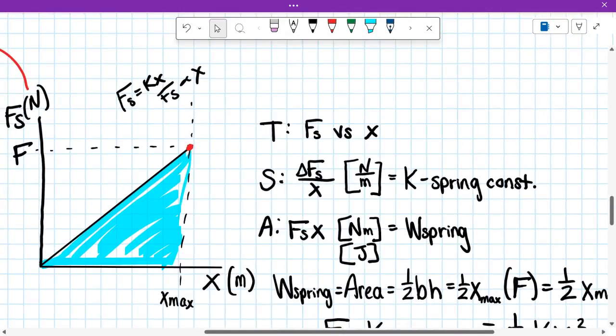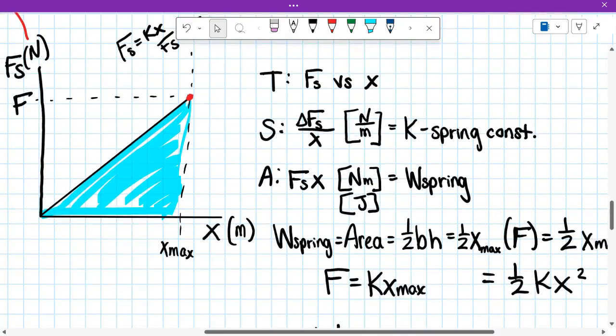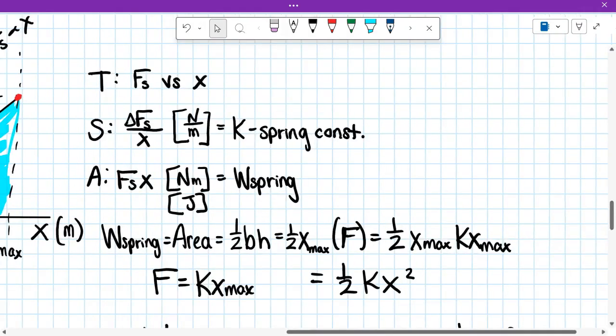So the work done by the spring is going to equal the area, or 1/2 base times height. For the triangle I shaded in, the base would be x max, and the height would be F. Now I know that that F, the force needed to compress the spring that far, is also equal to the spring constant times x max. So I could plug that in, get 1/2 x max times k times x max, which simplifies to 1/2 kx squared. So the work done by the spring can be calculated with 1/2 kx squared.